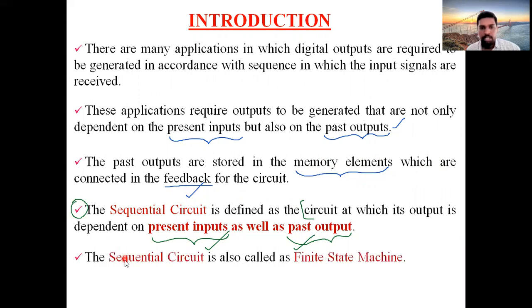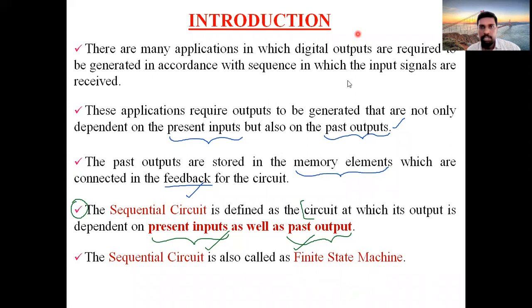So the sequential circuit is also called a finite state machine. Please note this point. The sequential circuit is also called a finite state machine. Machine is nothing but a circuit. We can call this a circuit or a machine. Finite state means this particular circuit will consist of a finite number of states. That's why it is called a finite state circuit or finite state machine.